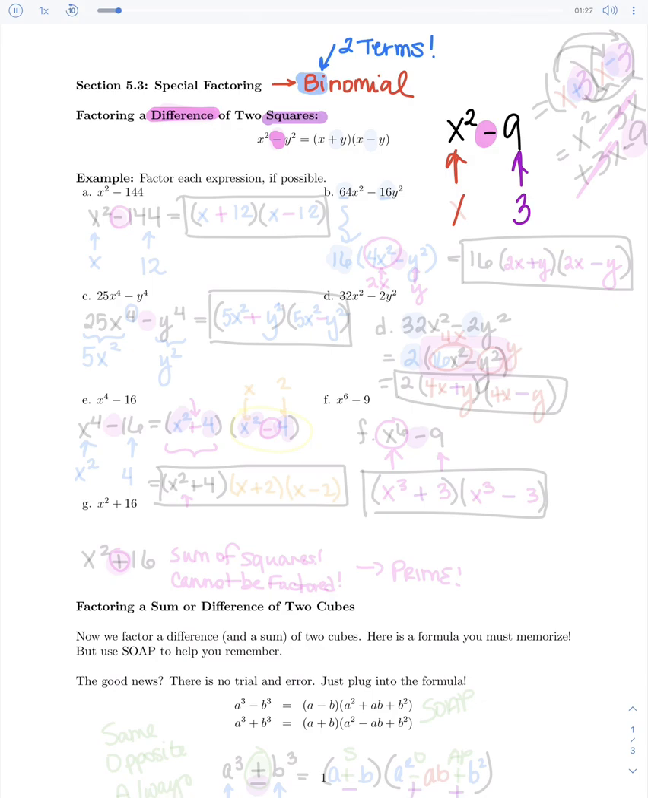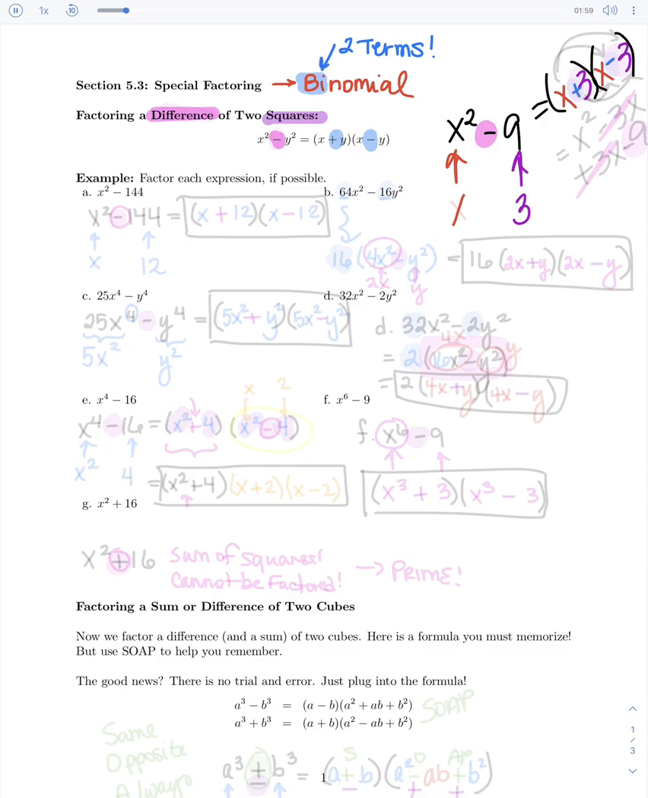So how is that going to factor? What this formula tells us is that we'll factor into two binomials, both of which will have the x as their first part, and both of which will have the 3 as the second part. But with the difference of squares, one will be a plus, and the other will be a minus.